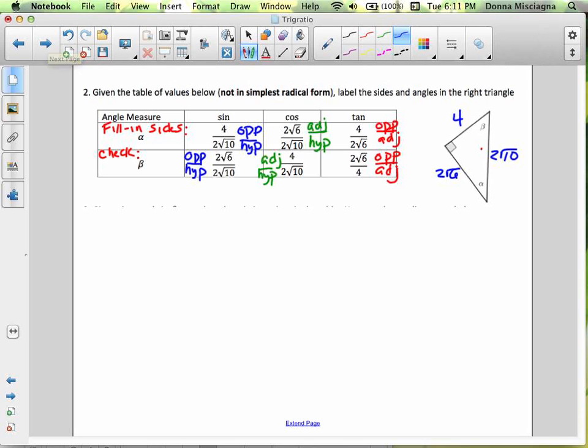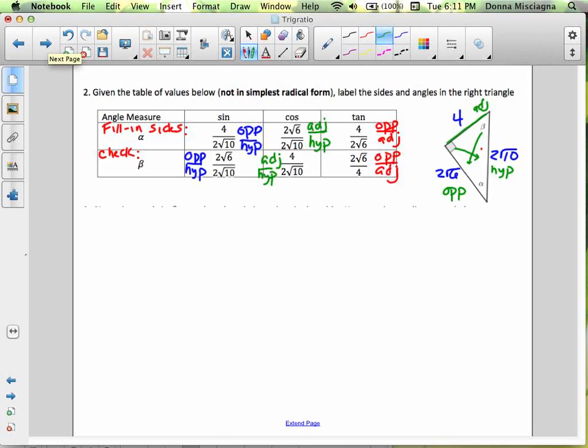Let's check cosine out. Now, cosine is adjacent over hypotenuse. All right, so this is the adjacent side for angle A, and of course, that's the hypotenuse. That checks out. Let's use angle B and check with angle B. Now, from angle B's perspective, this is opposite. This one is adjacent. And this is still the hypotenuse.